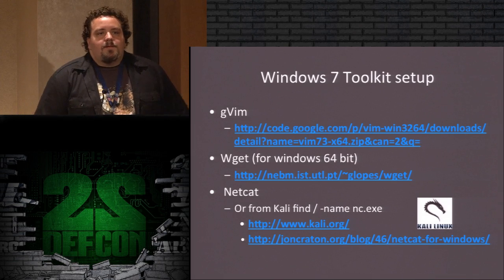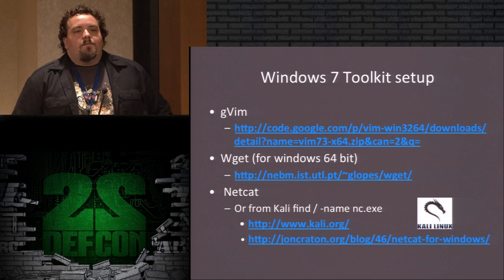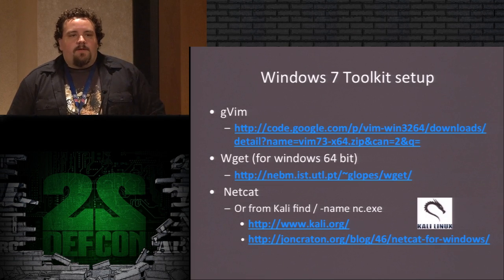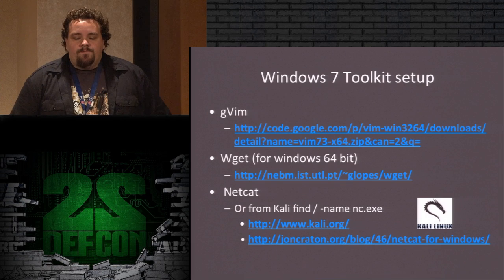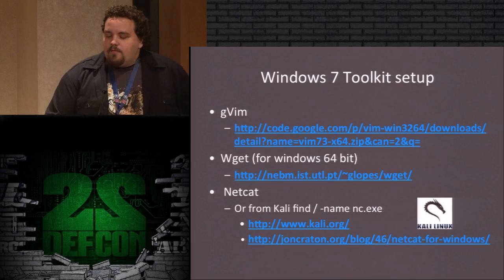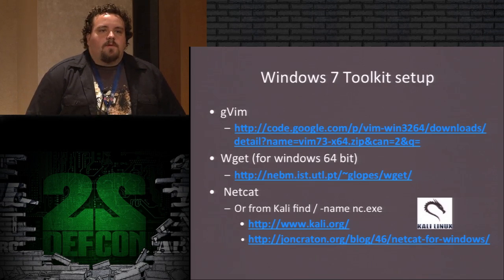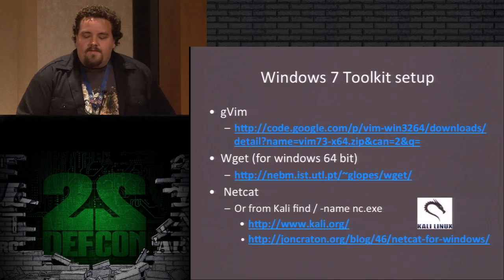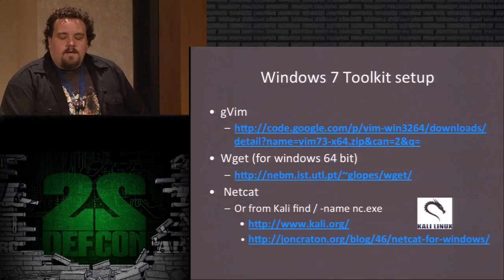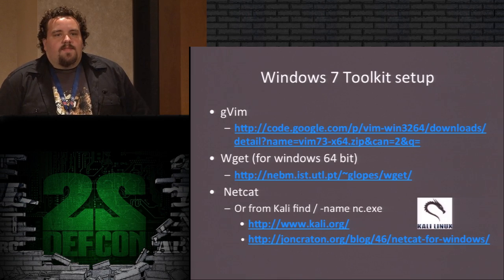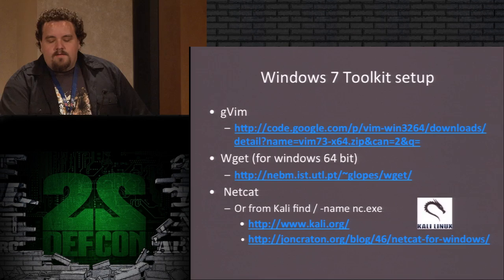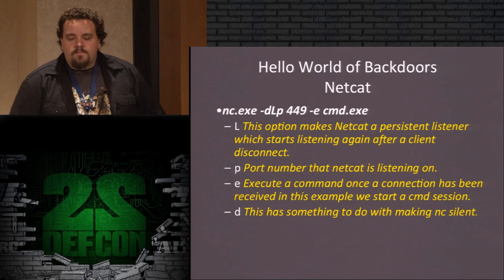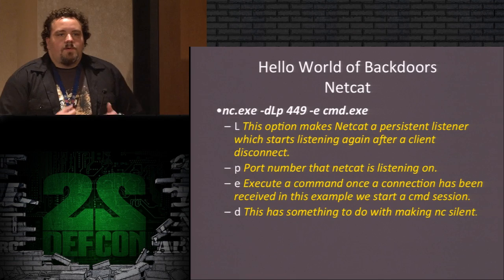You're also going to want wget, because once you get on there, you're probably going to want more things, so you need a way of downloading them through the command line. This is a great tool I found that's compiled for Windows 64-bit. There are 32-bit versions out there, but it was hard to find the 64-bit. And then the best place I found to get Netcat was from the Kali Linux image. There are links here for all of that. So we want to set up Netcat.